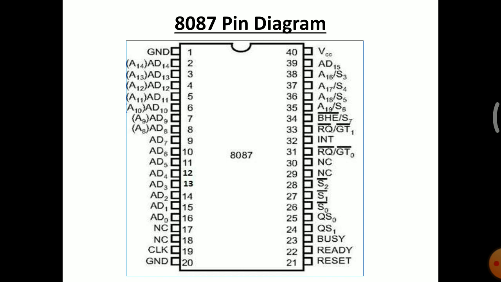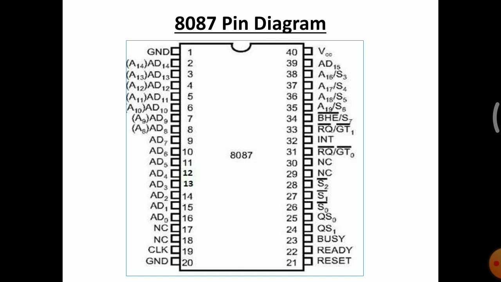Pin number 26, 27 and 28. Pin number 29 and 30, they are not used for any purpose. They are not connected, NC. Next is pin number 24 and 25, QS0 and QS1, Q status 0 and Q status 1.